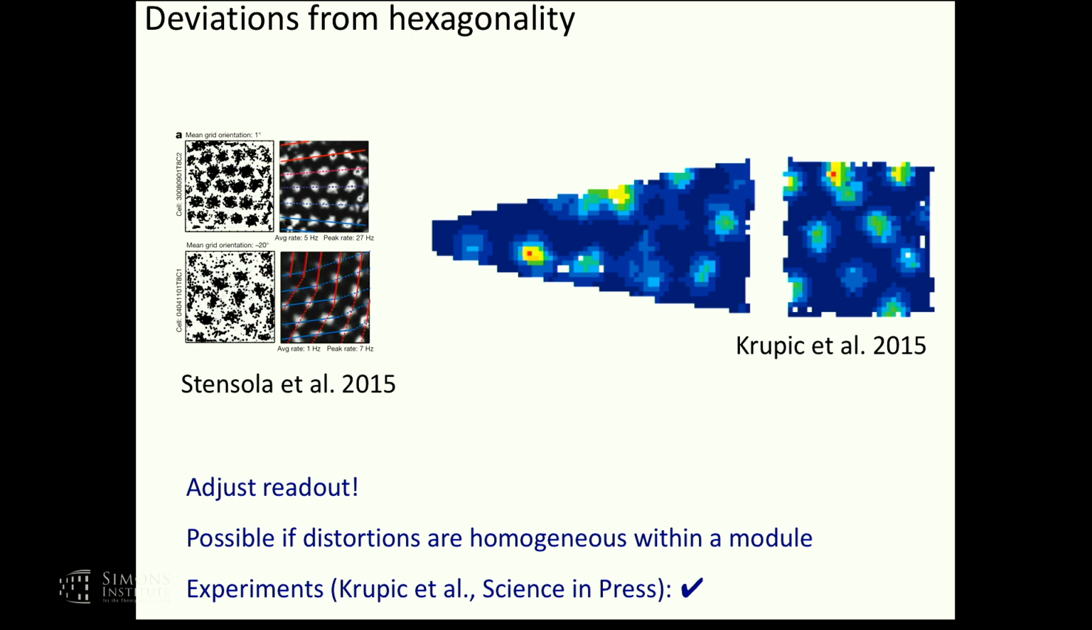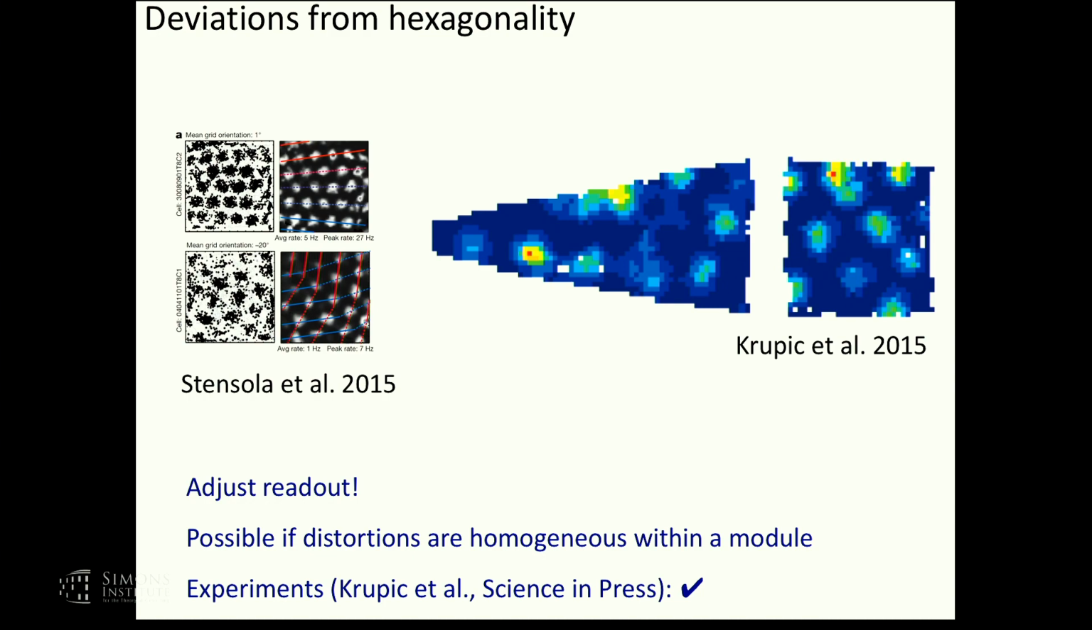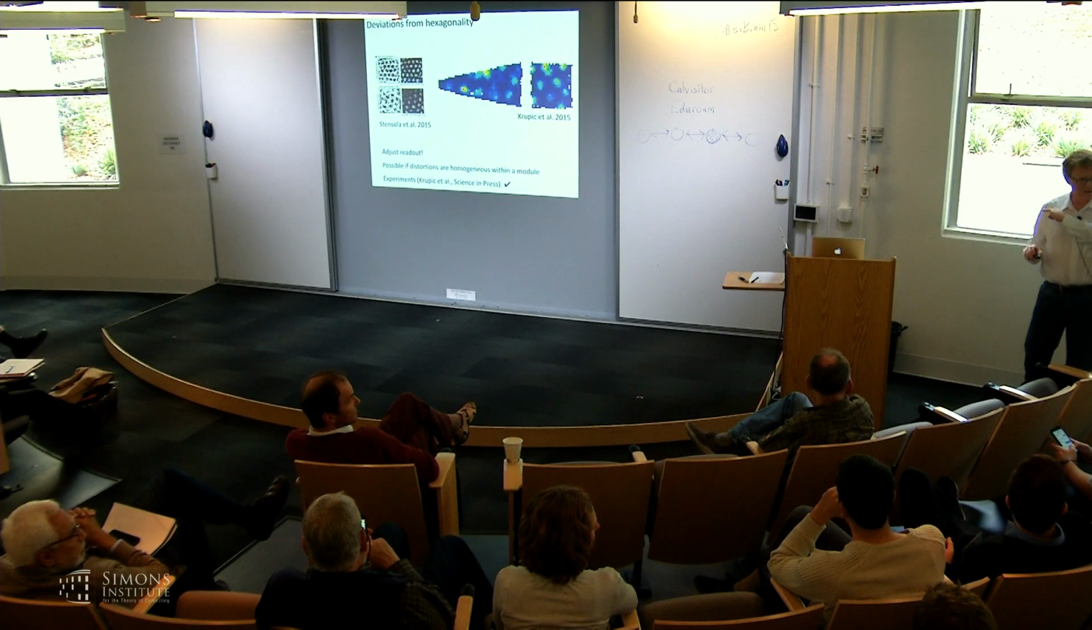And Julia was in Munich just a few days ago. They have new results that are in press that in fact show that the distortions are shared between neurons from the same module. Wouldn't you need to have the same distortions also in different modules, which I think we don't know yet? Well, they show that this is also the case.